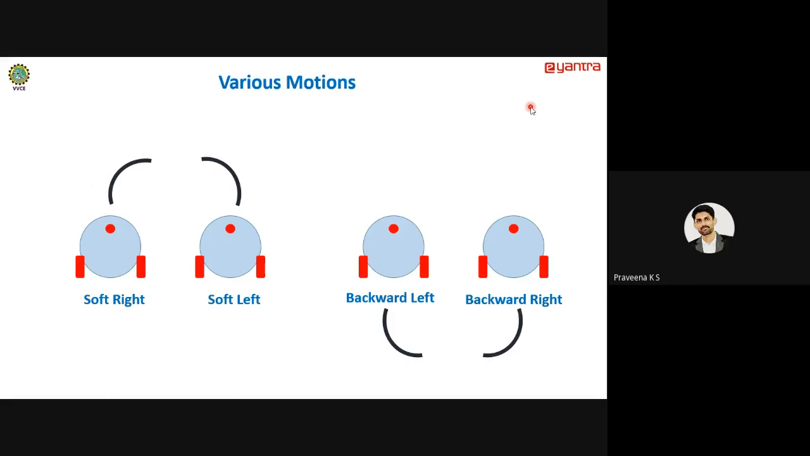In the same way, we have different motions also: the soft right, soft left, backward left, and backward right. Soft right refers to the left wheel moving in the forward direction and the right wheel in off mode. That means your robot is going to take a soft turn. Why? Because one wheel will be in steady mode and only the other is going to turn. So that means it is a soft turn.